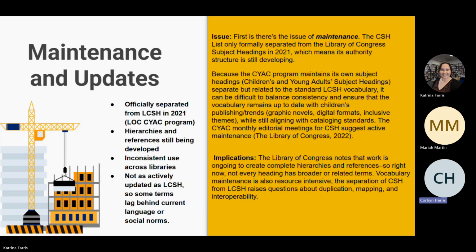The implications of this are the Library of Congress notes that work is ongoing to create complete hierarchies and usable references. So at the moment, not every heading has broader or related terms. Vocabulary maintenance is also very resource intensive, so the separation of CSH from the LCSH raises questions about duplication, mapping, and interoperability.